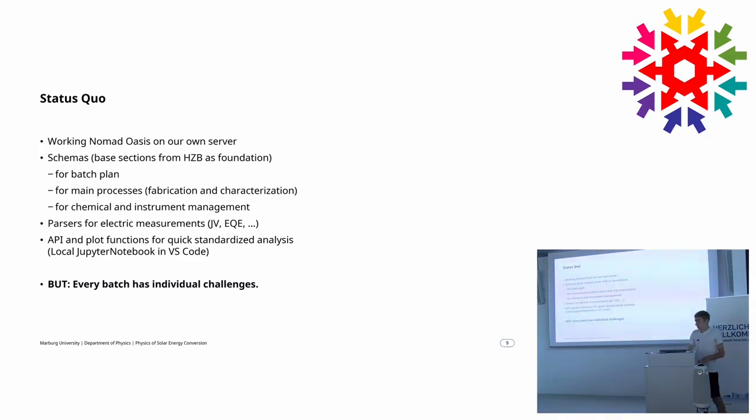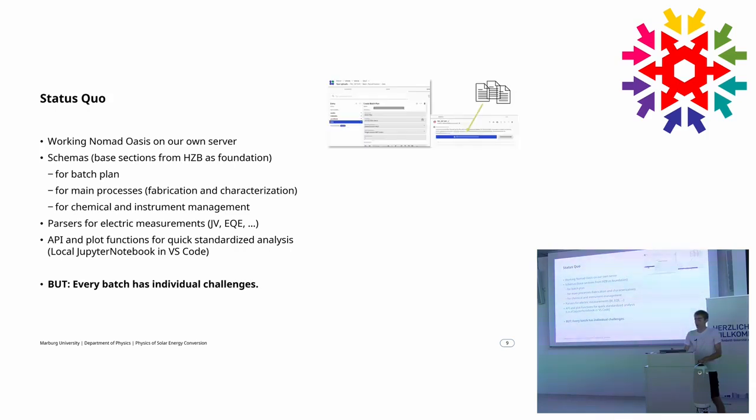We have the schemas based on Michael's base sections for planning this batch, as I have shown, for the whole main processes in fabrication and characterization, and for this chemical and instrument management. Some passes for electric measurements, so JV, EQE, maximum power point tracking. What I hopefully can do this week here is writing some passes for optical measurements, photoluminescence and stuff, and maybe some of you already have written things and we can talk about this.